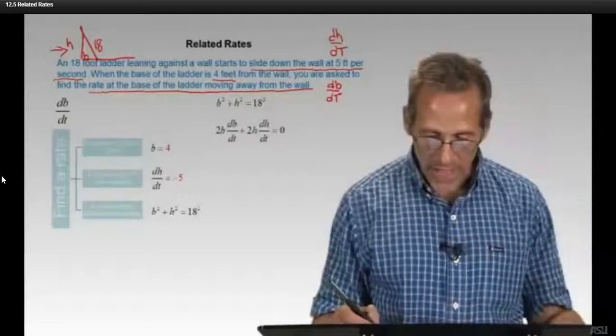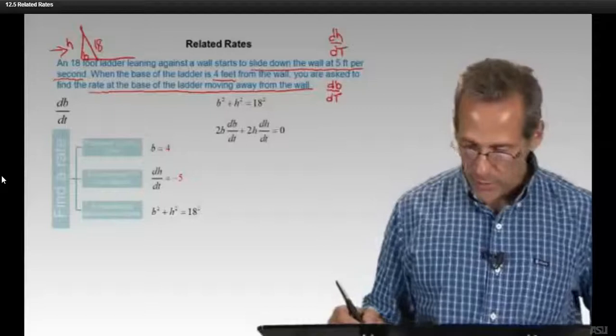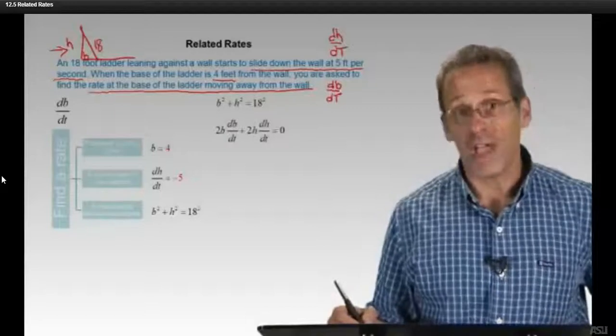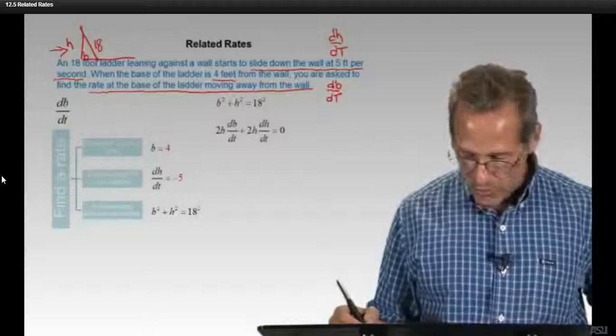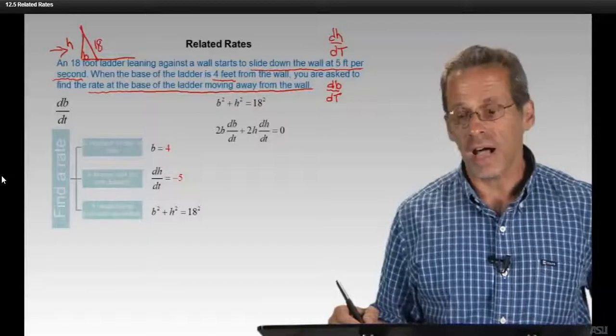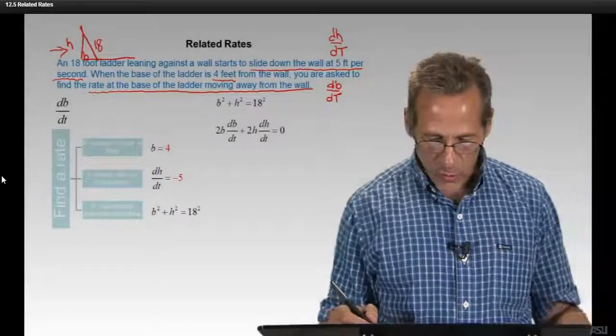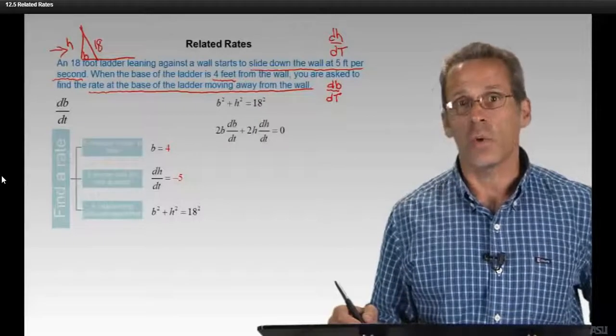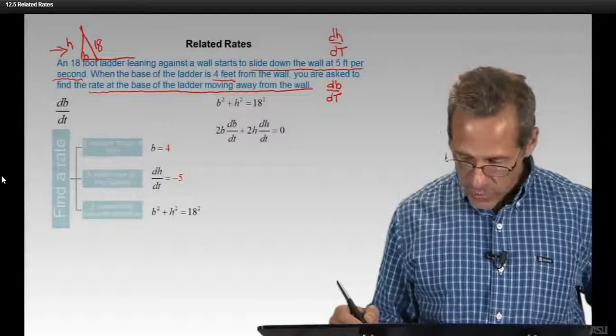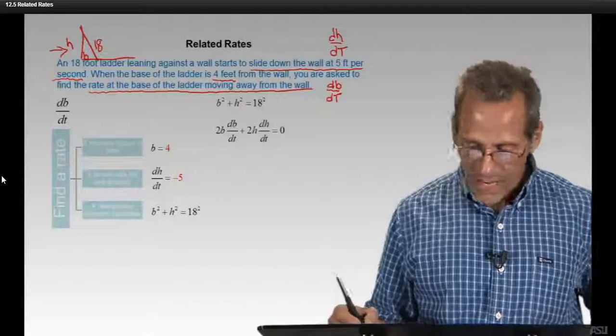To substitute in values, it seems we have a value for the base. That's highlighted in red. That's 4. We have a value for the change of height per time. That is -5. But notice we're missing two variables: dB dt, if we want to think of it as what we're solving for, as well as what? As well as the height.